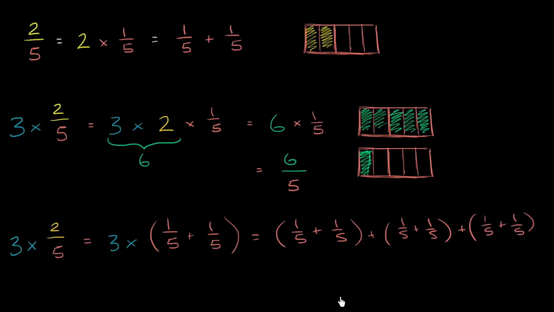Well, what's this going to be? We literally have 6 fifths here. We can ignore the parentheses and just add all of these together. We once again have 1, 2, 3, 4, 5, 6 fifths. So once again, this is equal to 6 fifths. Hopefully this shows that 2 fifths we saw already represents 2 times 1/5. And 3 times 2 fifths is literally the same thing as 3 times 2 times 1/5. In this case, that would be 6 fifths.